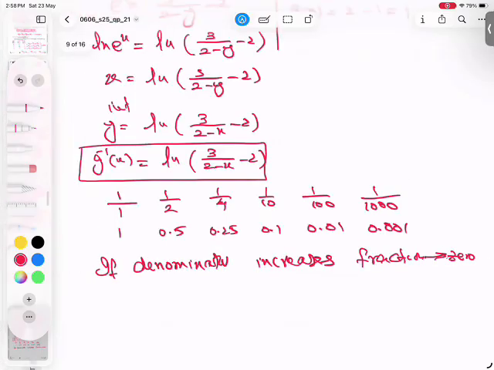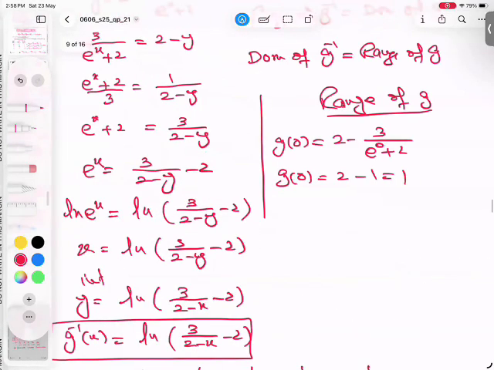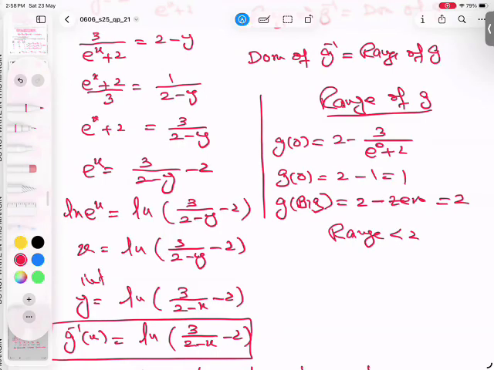So I think this part is clear. It means that if I plug in a very big number, then 2 minus this will approach 0, because as the number grows, the denominator increases, so the net answer will decrease and approach 0. And we are getting 2. So the range is what, students? The highest value is 2 and the lowest value is 1.